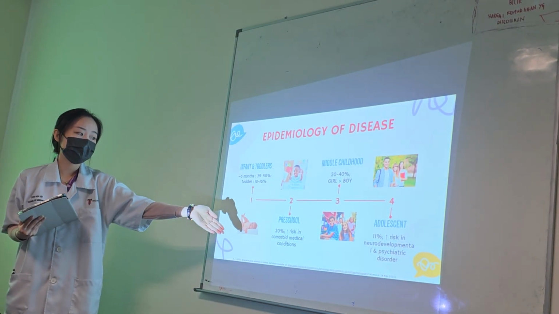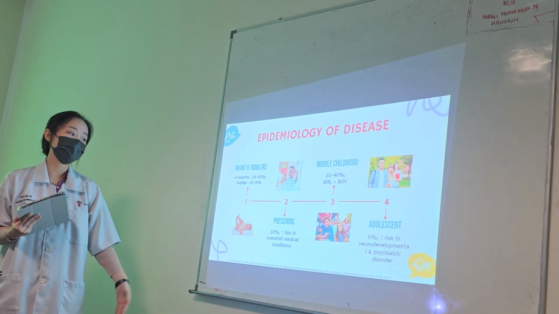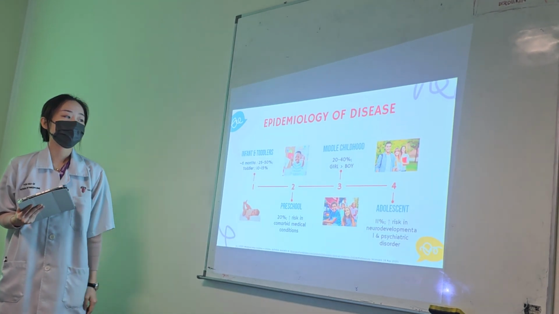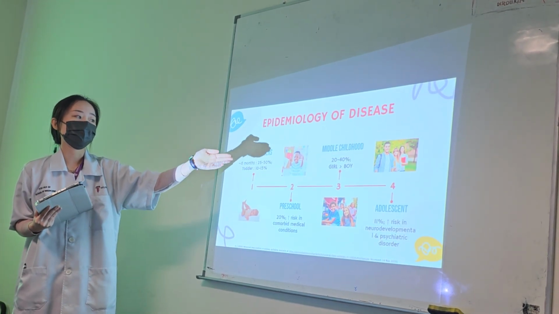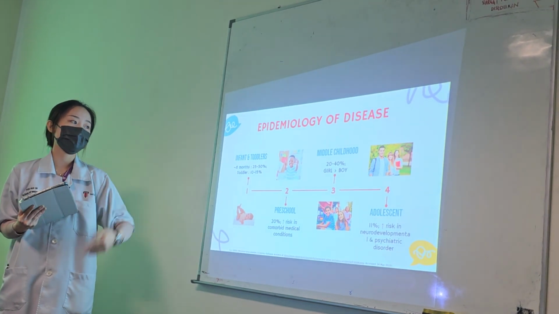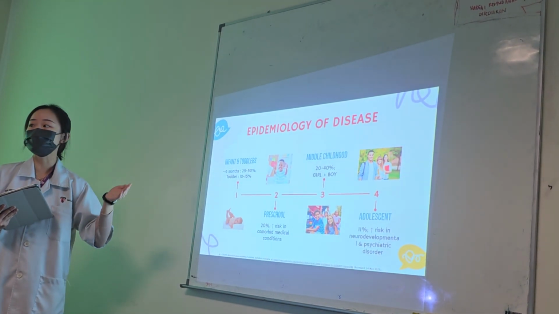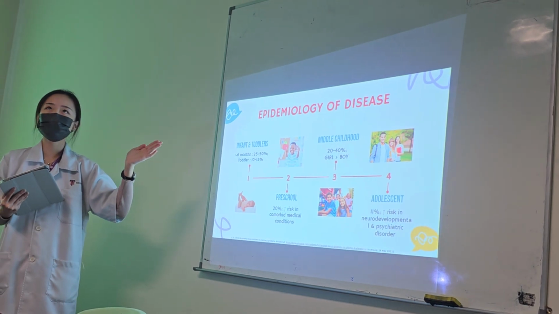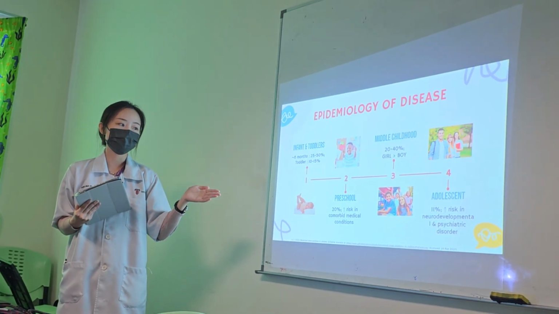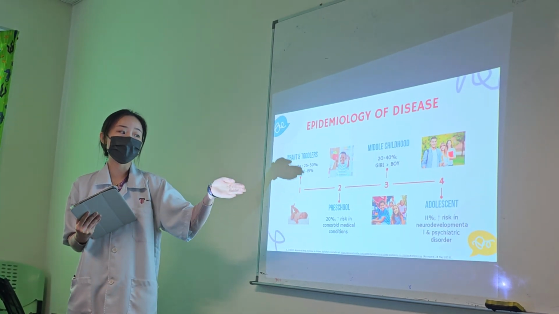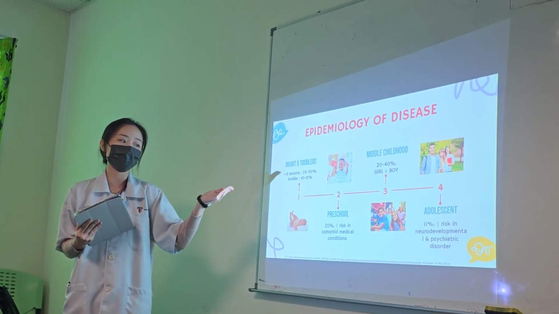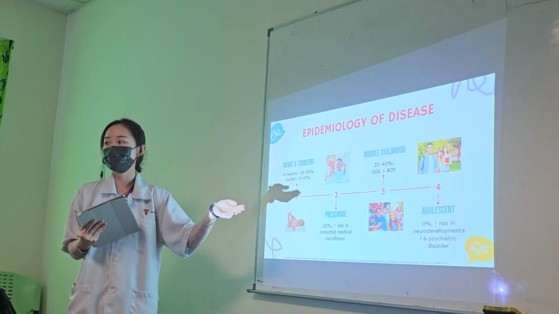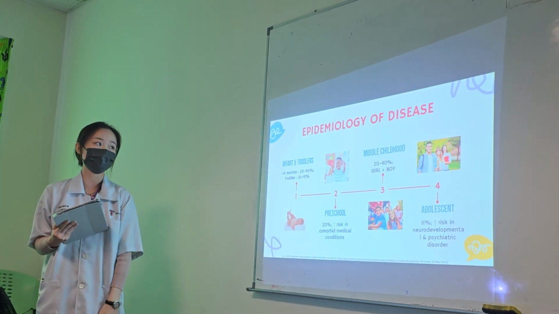Up to 20% of preschool age children have insomnia symptoms, with an increased risk in those with underlying comorbid medical conditions. A more recent survey suggests that about 20 to 40% of school age children have insomnia symptoms, more commonly seen in girls than boys. Recent study also suggests that about 11% of adolescents have a significant history of insomnia, and there's also increased risk in those who have neurodevelopmental problems, for example autism or intellectual disability, and those with psychiatric disorders are at particularly high risk of sleep disturbances.